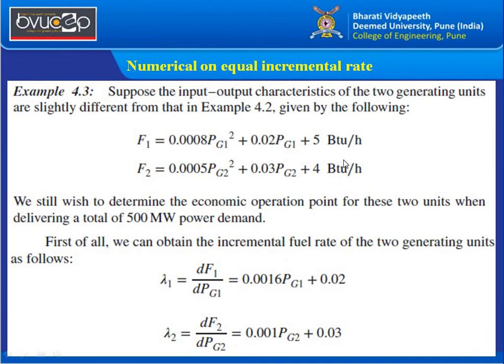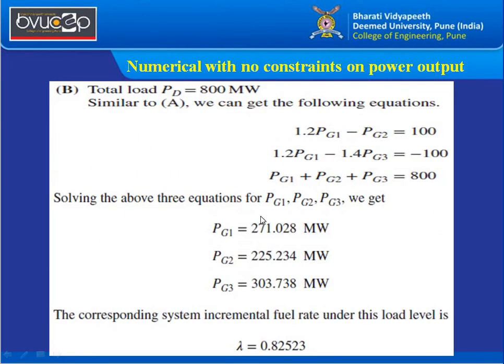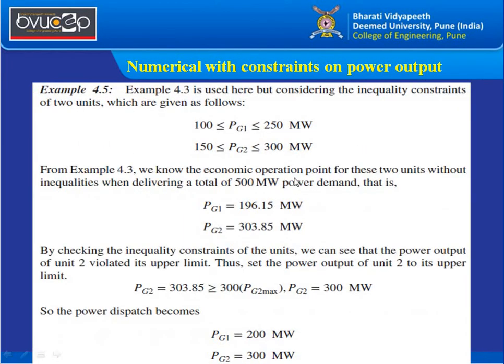We are considering these two equations: F1 is 0.008 PG1 square plus 0.002 PG1 plus 5 Btu per hour, and F2 is 0.0005 PG2 square plus 0.003 PG2 plus 4 Btu per hour, and both are satisfying the demand of 500 megawatt. So this same example we are considering, but additionally we are taking the limits that are imposed on the two generators.